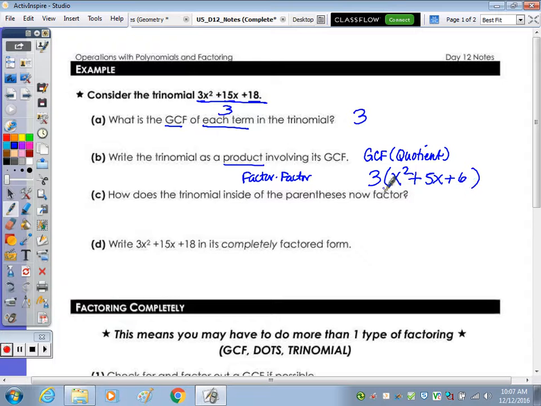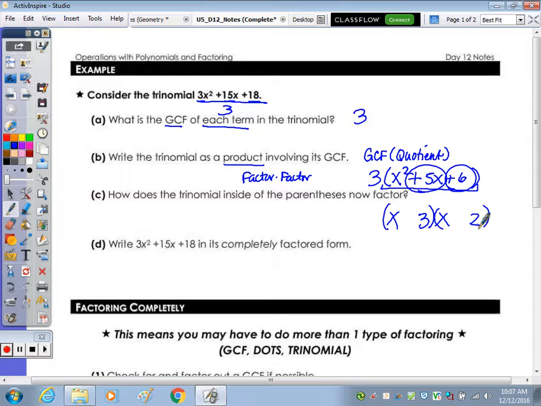So now this can be factored. x squared plus 5x plus 6 would factor, and we'll set up two parentheses because it's a trinomial. We have x times x to get the x squared. And then factors that multiply to 6 and add to 5 would be 3 and 2. 3 times 2 is 6. 3 plus 2 is 5.